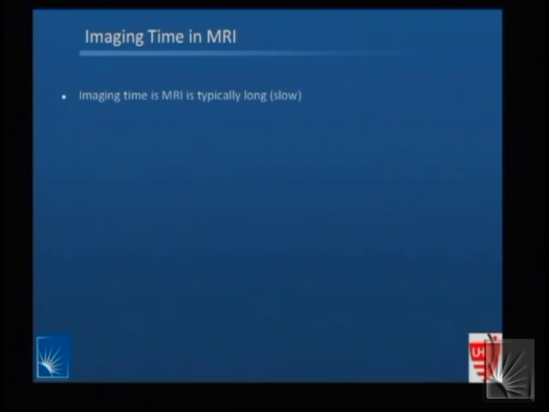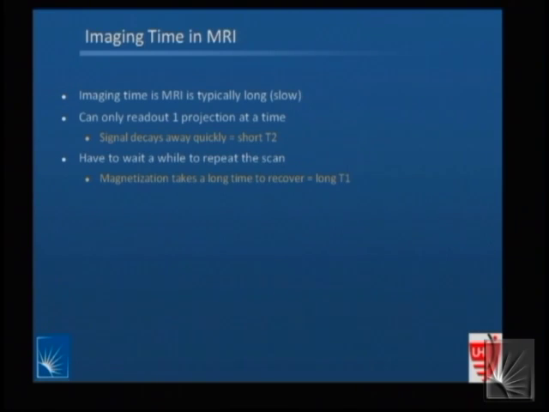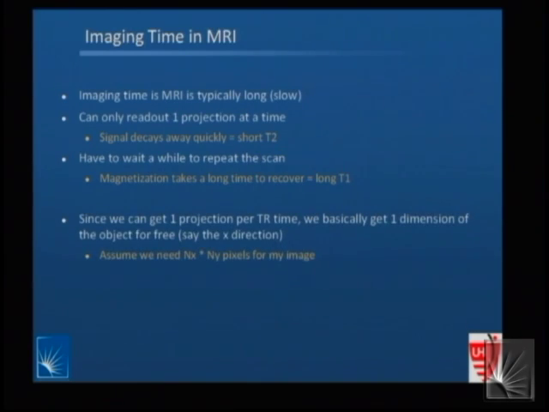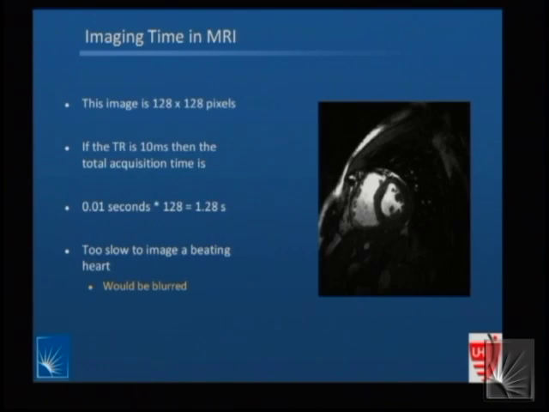So if I think about my imaging time in MRI, basically it's typically long, and we can only do essentially one of these lines at a given time. And as we saw before, my signal decays away and there's a bunch of nuisance factors that really sort of challenge me in terms of how I'm going to do my acquisition. So I have to repeat this acquisition over and over again. It takes time for my signal to recover. And since we can only get one projection per repetition time, we basically get a one-dimensional representation of the object, let's say along the x direction. And so if we need to do this multiple times, my scan time is simply equal to the amount of resolution I need times the amount of time I need to perform each acquisition.